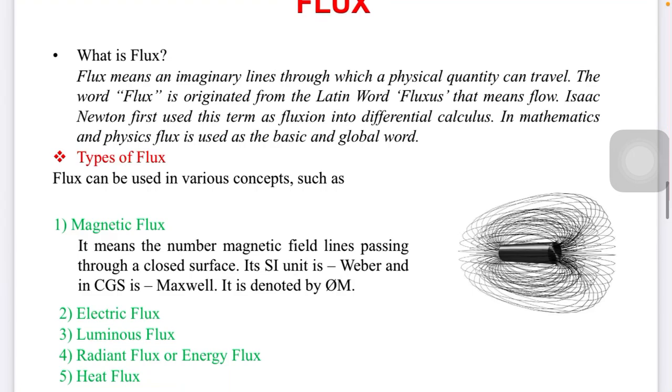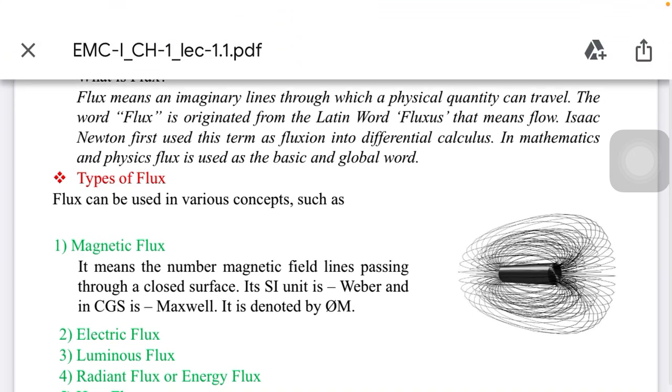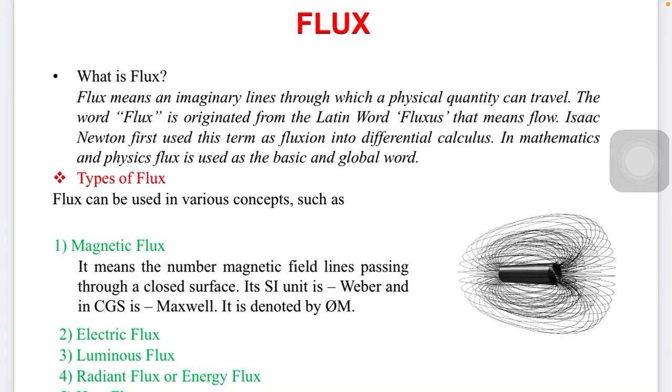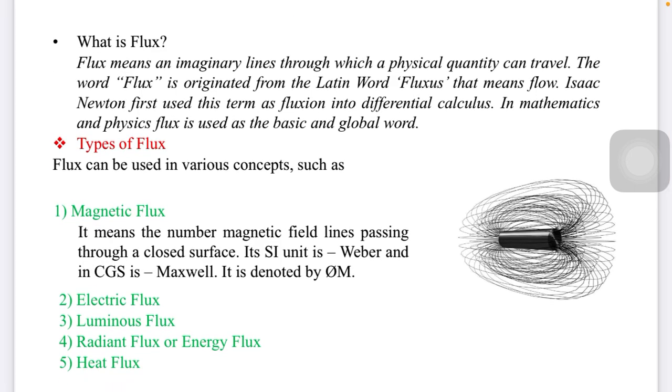So flux means an imaginary line through which a physical quantity can travel. The word flux originated from the Latin word fluxus. It means flow, right? It has various types: magnetic flux, electric flux, luminous flux, radiant flux, also called energy flux, and heat flux. But we need to concentrate only on magnetic flux in this chapter, right?